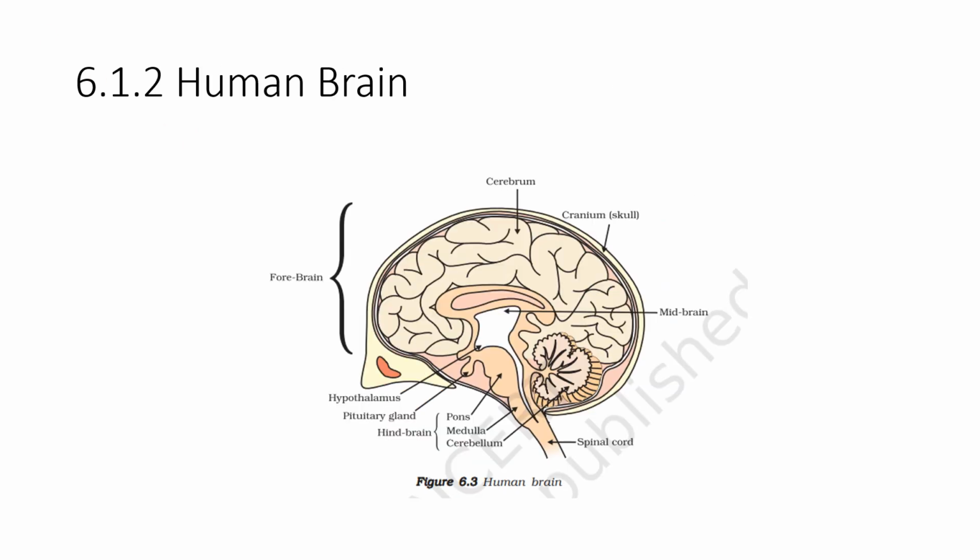Next is human brain structure. You can see, right? This is the brain structure. This is cerebrum, cranium or skull, right? Midbrain, spinal cord, hypothalamus, here, pituitary gland, hindbrain में क्या क्या है? Pons, medulla, cerebellum. This is forebrain, ठीक है? तो तीन parts है, forebrain, midbrain and hindbrain, और उसके parts आप देख सकते हो, right?